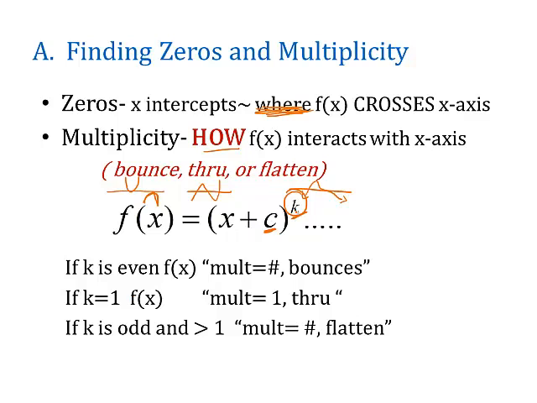If that k value is a 1, then it's going to go through it just like normal, everyday lines. Nothing special. If that k value is odd and greater than 1, 3, 5, 7, 9, whatever, that means the graph is going to flatten at that x value. It's going to flatten out, and the higher the value, the more it flattens. So keep that in mind as we move along. Write these notes and learn these because you're going to be telling me multiplicity and using the word bounce, through, or flatten, so I know that you have a mental picture of what's happening there.